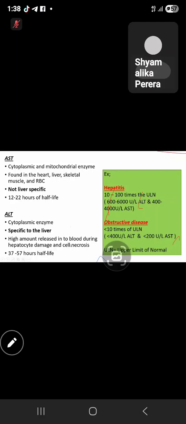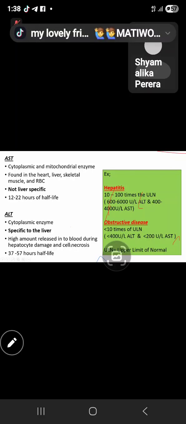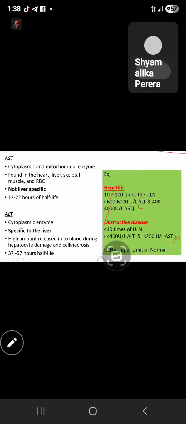AST has a half-life of 12 to 22 hours. ALT is a cytoplasmic enzyme, and it's specific to the liver, not like AST. A high amount is released into the blood during hepatocyte damage and cell necrosis, especially when your liver cells go to necrosis.